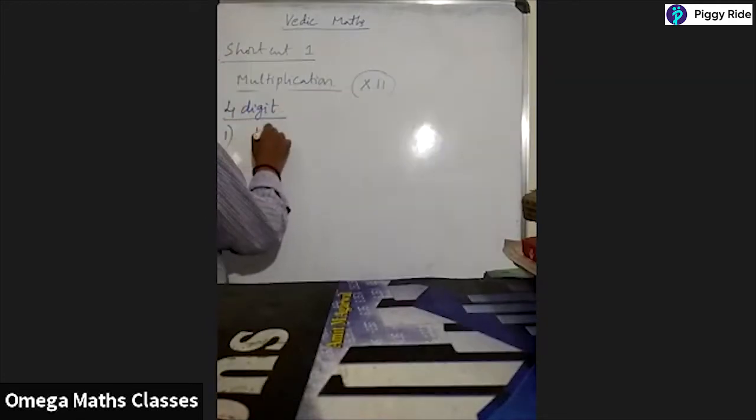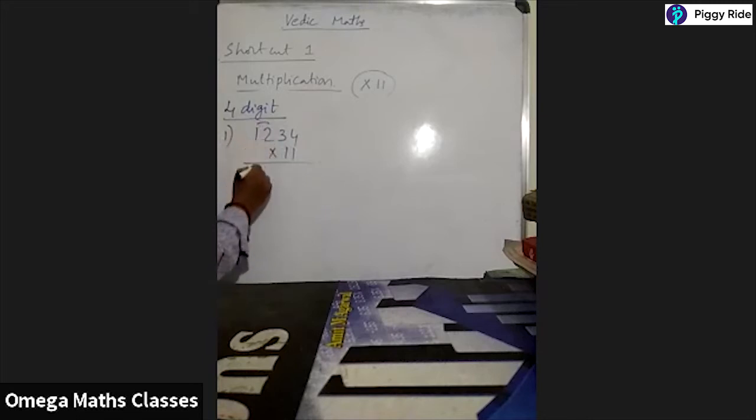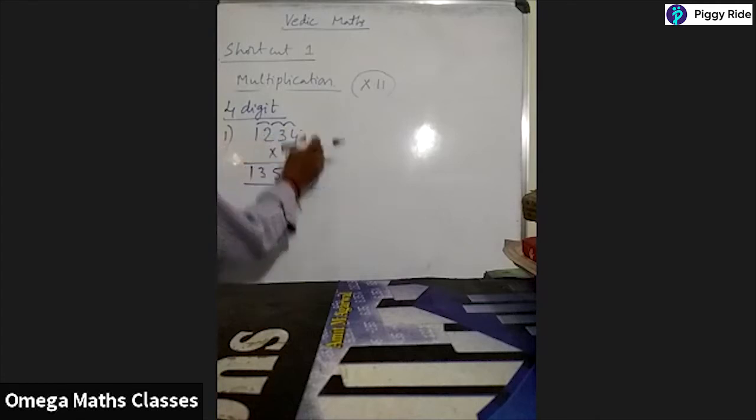For a 4-digit number, like 1, 2, 3, 4 into 11, so 1234 into 11, apply the same process again. 1, then 1 plus 2 is 3, 2 plus 3 is 5, 3 plus 4 is 7, and 4. This is the answer. So 1234 into 11 generally takes 5 to 10 seconds, but within 2-3 seconds we will write it directly. Very simple, na? 1, 3, 5, 7, 4.